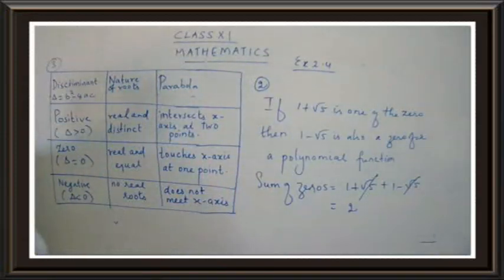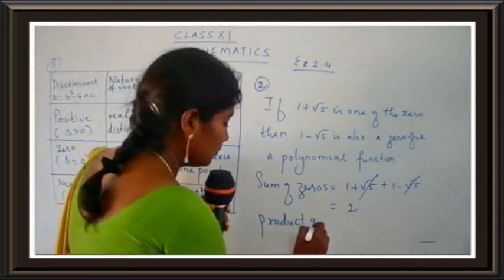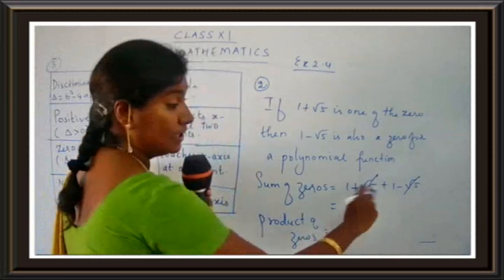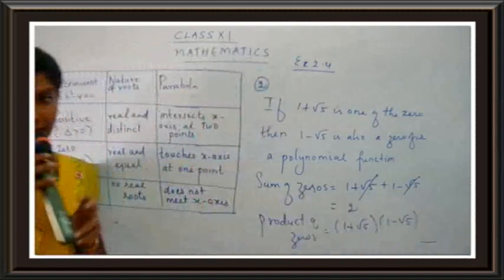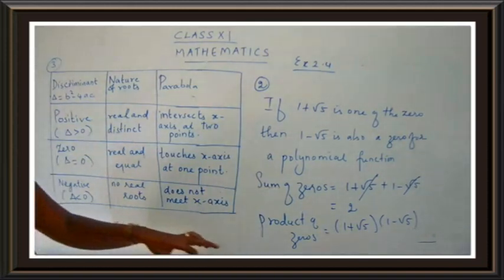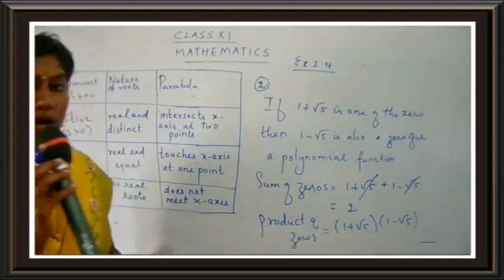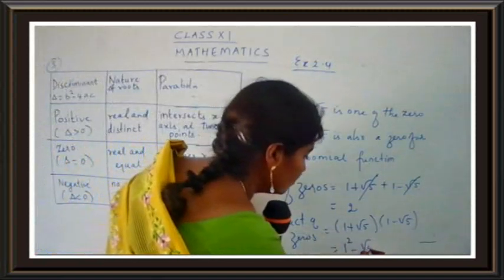Now the second thing, you're going to find the product of zeros. Product of zeros is equal to 1 plus root 5 multiplied by 1 minus root 5. This is simple. Which expansion is this, children? A plus B into A minus B. What is the formula? A square minus B square. What is A here? A is 1. And what is B here? It's root 5. So 1 square minus root 5 the whole square.